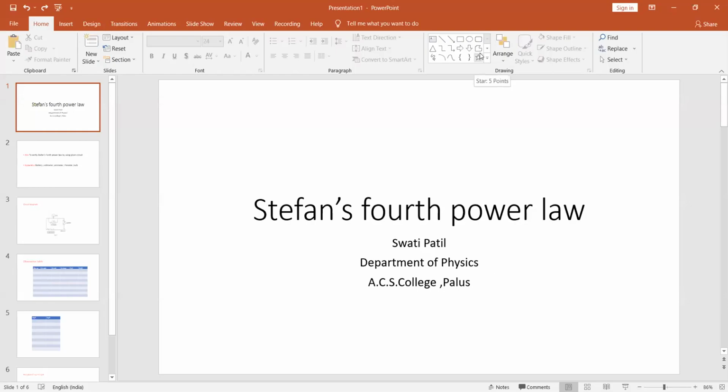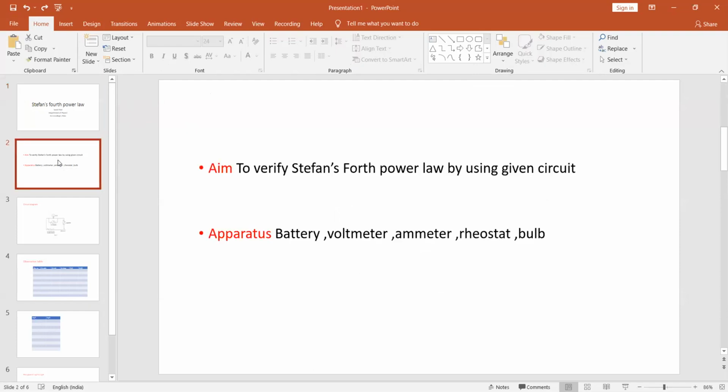Welcome BSc second year students. Today we will see the experiment Stefan's fourth power law by virtual lab. The aim of the experiment, Stefan's fourth power law, is like this: the power radiated is directly proportional to the fourth power of temperature. And here we have to find out the power of temperature by using this experiment.